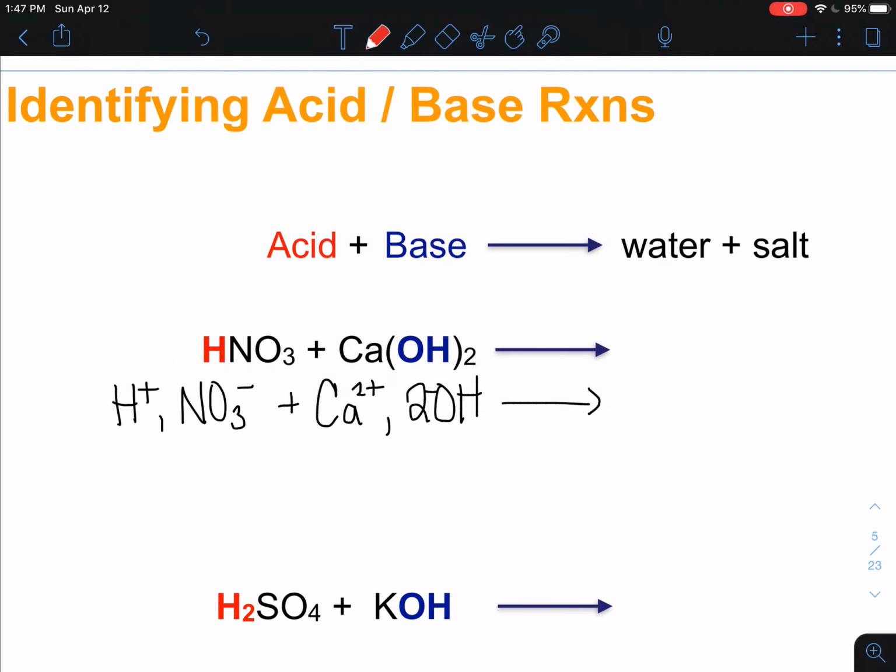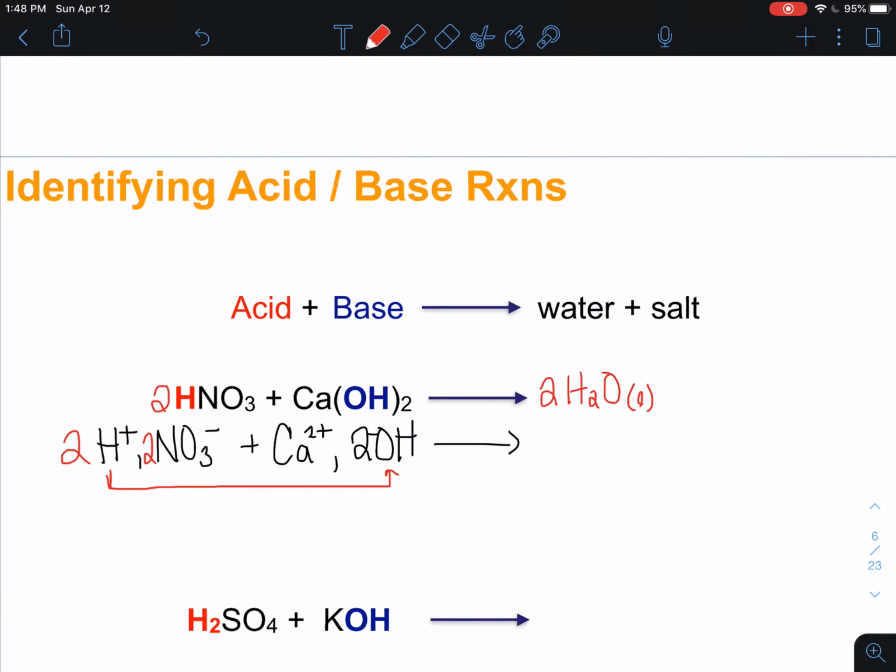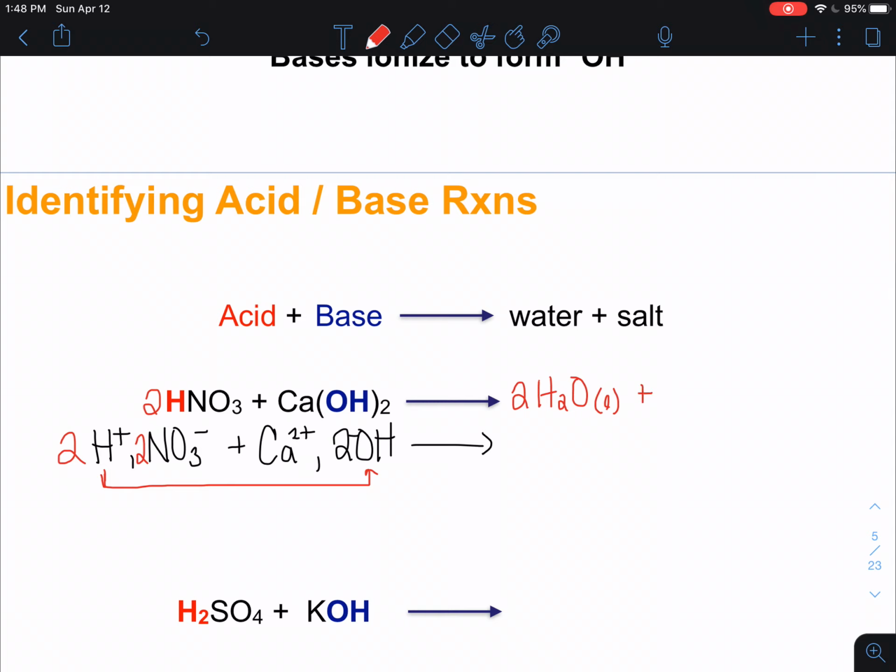All right. Now we're going to take the cation from the first compound and pair it up with the anion from the second. Here I only have one hydrogen, and here I have 2 hydroxides, so I'm going to have to put a 2 here. If I put a 2 there, I'm going to have to put a 2 up here, and a 2 down here. All right, so now this is balanced, so I can write that this makes 2 moles of water, and I'll do subscript L. That's my lowercase l. I always do it in parentheses.